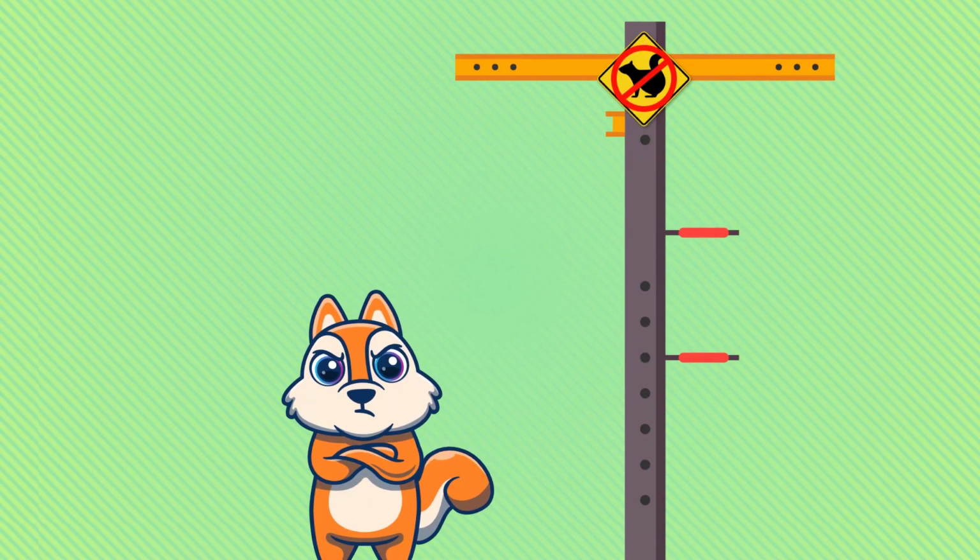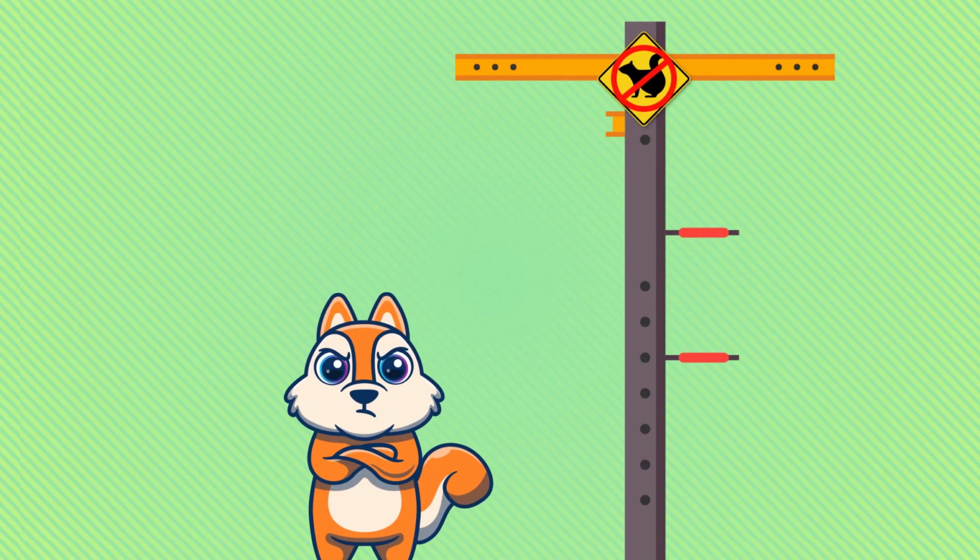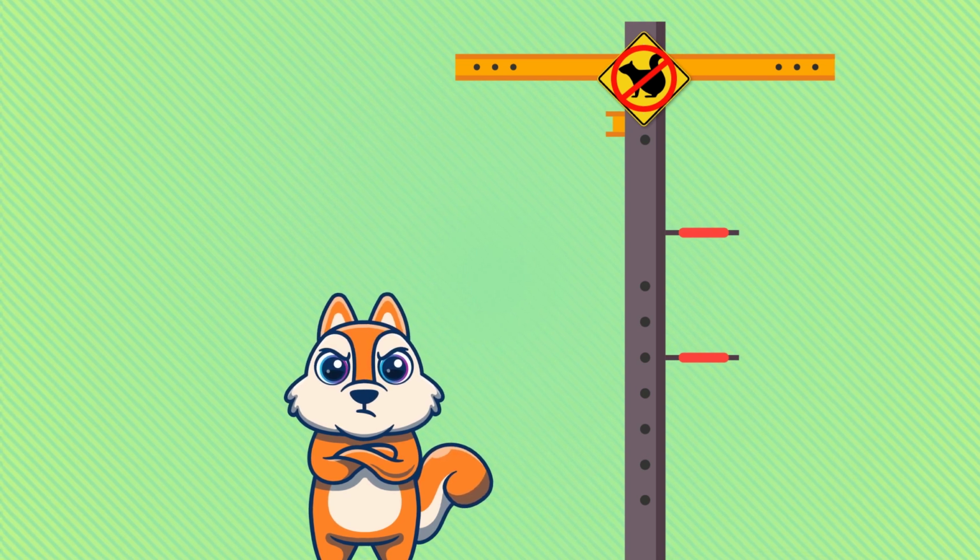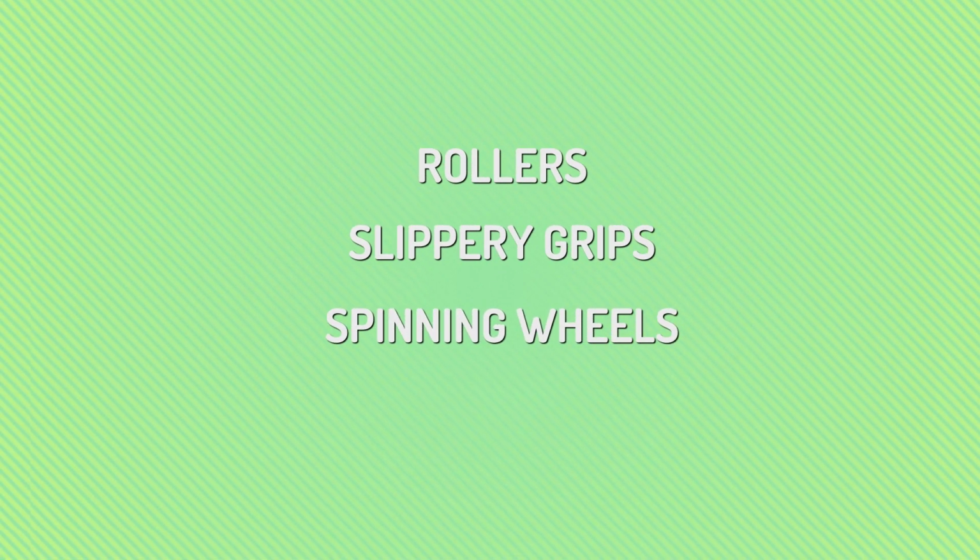Obviously, the best way to do this is by keeping squirrels off the poles altogether. If they can't climb up, they can't do any damage. Power companies in North America and Europe are now installing prevention tools on poles, such as rollers, slippery grips, and spinning wheels. It should be pointed out that it's not just squirrels to blame for causing power shortages, though.